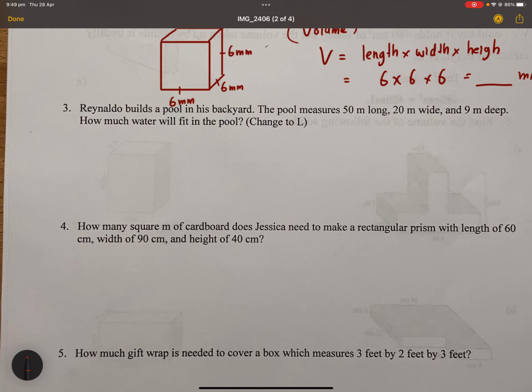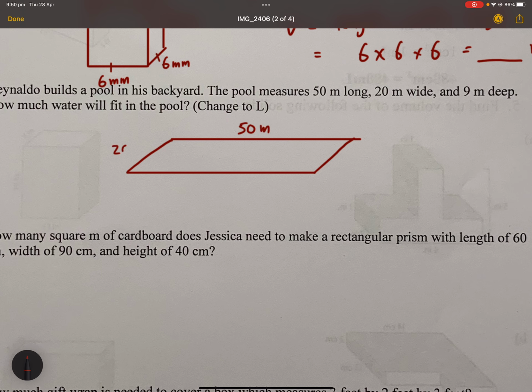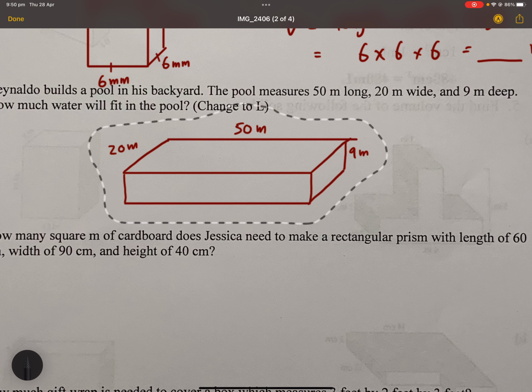Okay. Next question. Ronaldo builds a pool in his backyard. The pool measures 50 meters long. So imagine this is his pool. It's 50 meters long and 20 meters wide. And it's 9 meters deep. All right. Now the question is, how much water will fit in the pool?